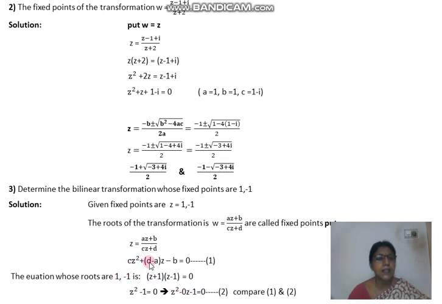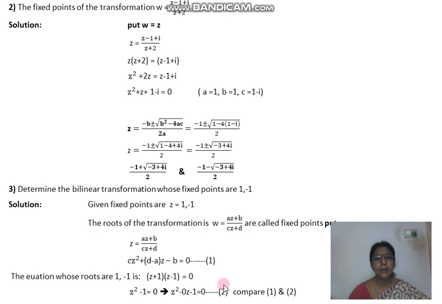But equation 1 also indicates the roots, and these roots are fixed points. So this also indicates the same equation. Equations 1 and 2 are the same. Why? Because both have roots 1 and minus 1. Equation 2 has the roots 1 and minus 1. Equation 1 has the roots which are fixed points 1 and minus 1. So both indicate the equation which has roots 1 and minus 1.